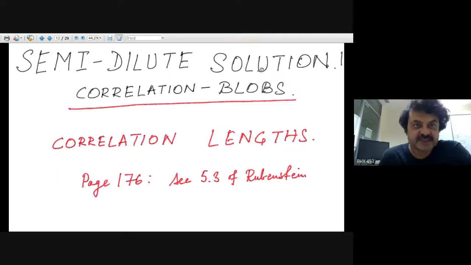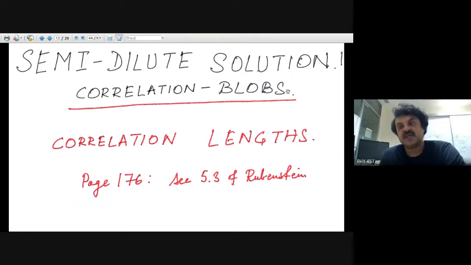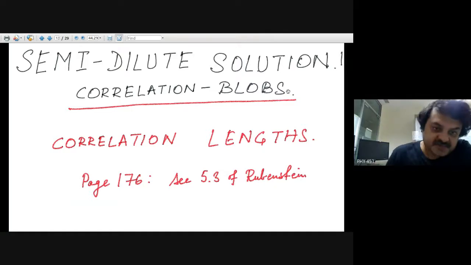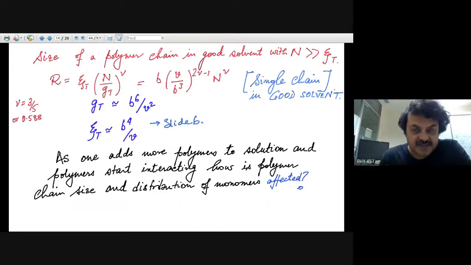The more accurate value is this, but we shall primarily use nu equal to 0.6. So in this module we will be discussing the idea of correlation blobs and correlation length, and that is valid for semi-dilute solutions, and that's where the idea of correlation blobs comes along. We'll get to see about it, but just as a quick reminder of the previous module of this week.